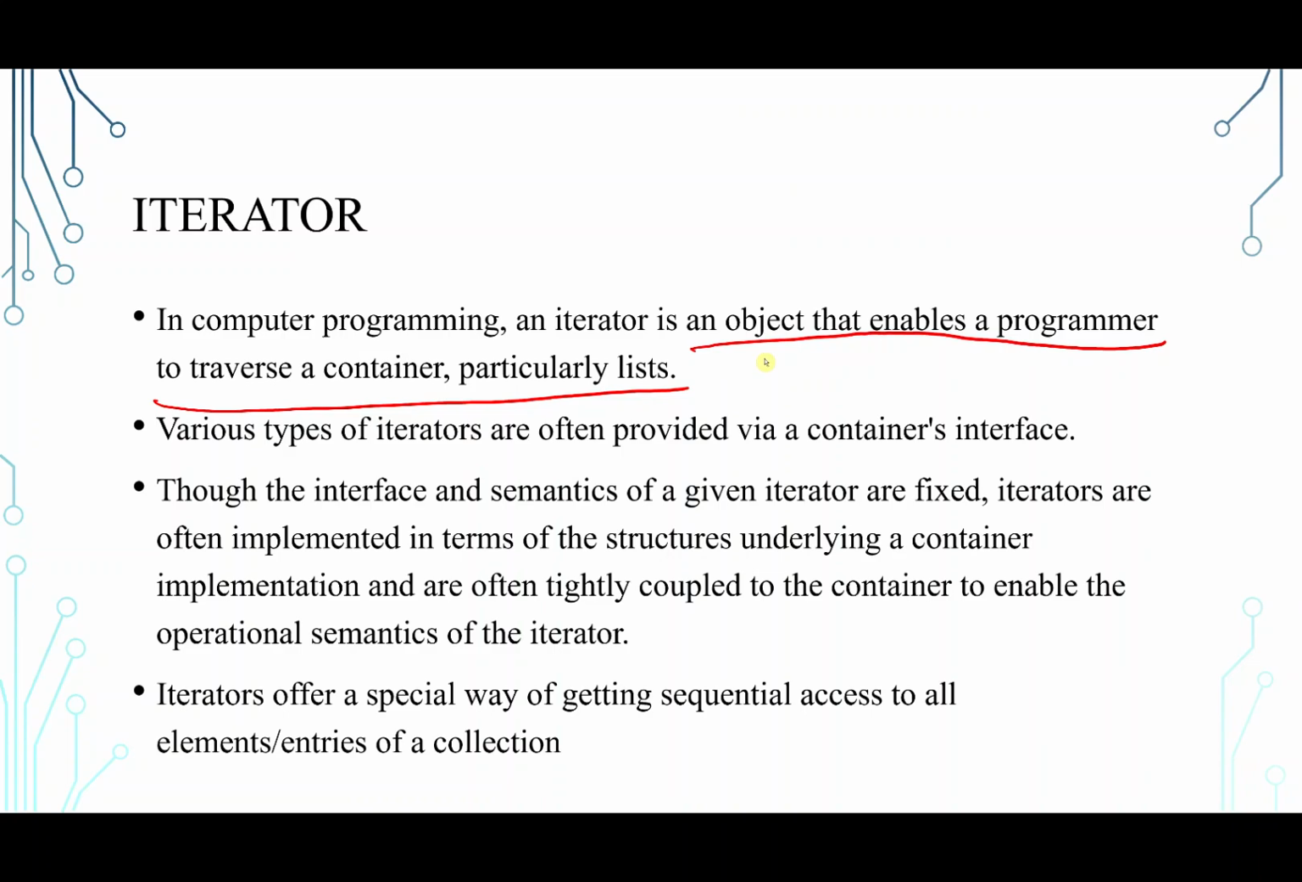So basically, iterators offer a special way of getting sequential access to all elements or entries of a collection. It's somewhat like the for each. Remember the for each? It iterates over all the elements in your array. It's something similar to it with extra functions.